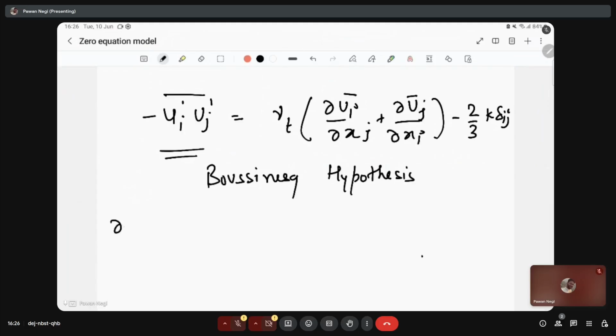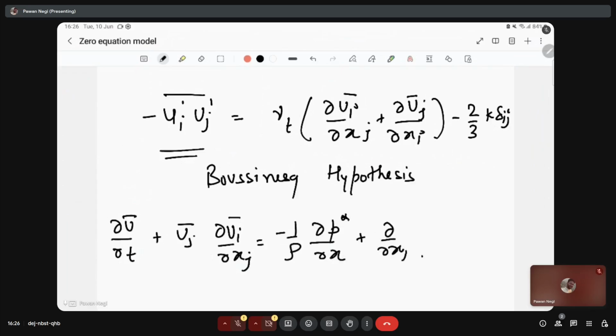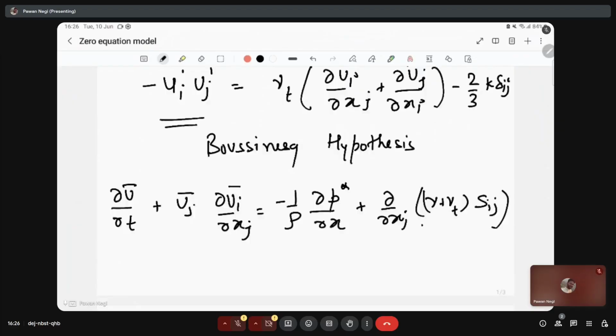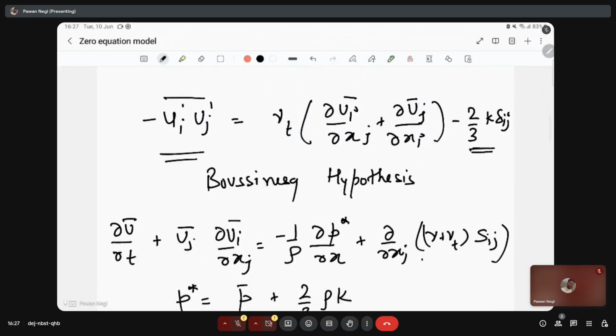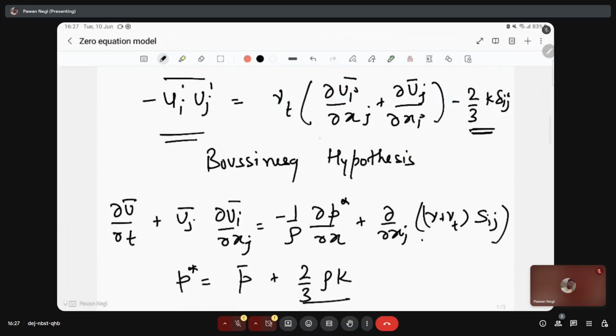So we'll get, here, this P star is the new pressure, which is nothing but the averaged pressure plus this term which comes from the additional term in the Boussinesq hypothesis, and the other term is added to the viscous term. So you can see here, and this term is nothing but this.